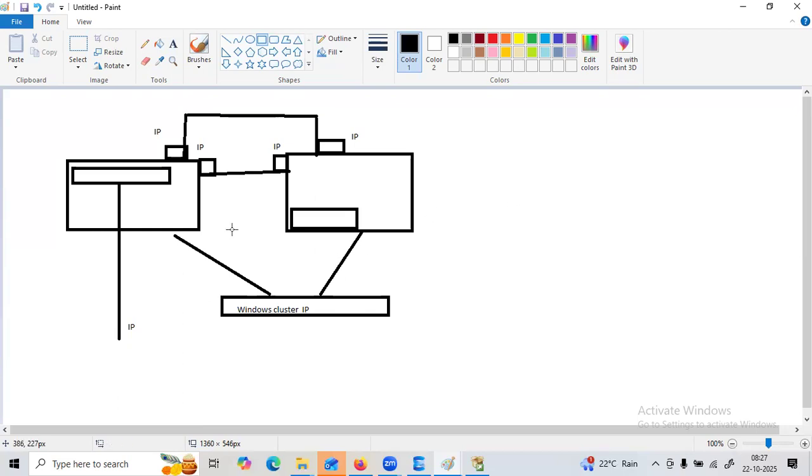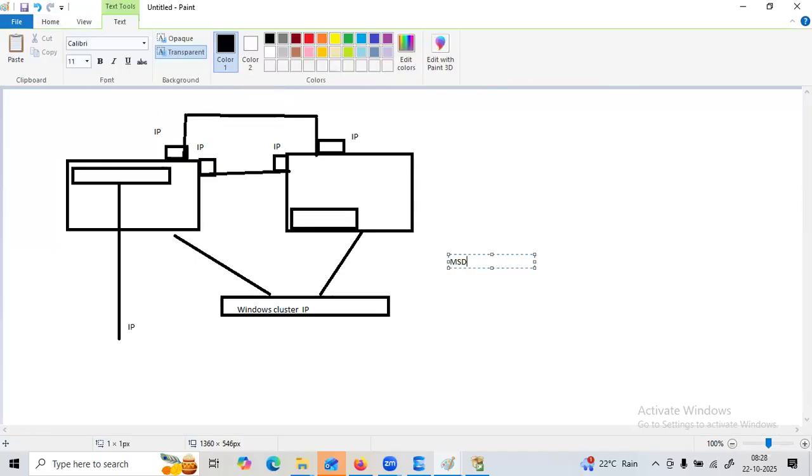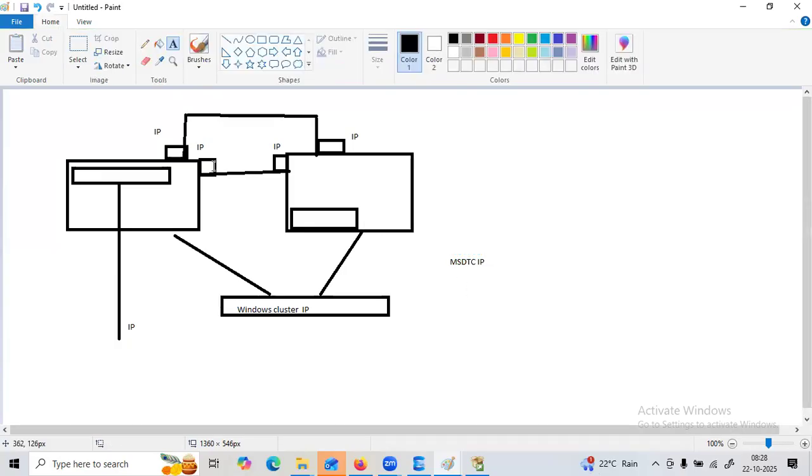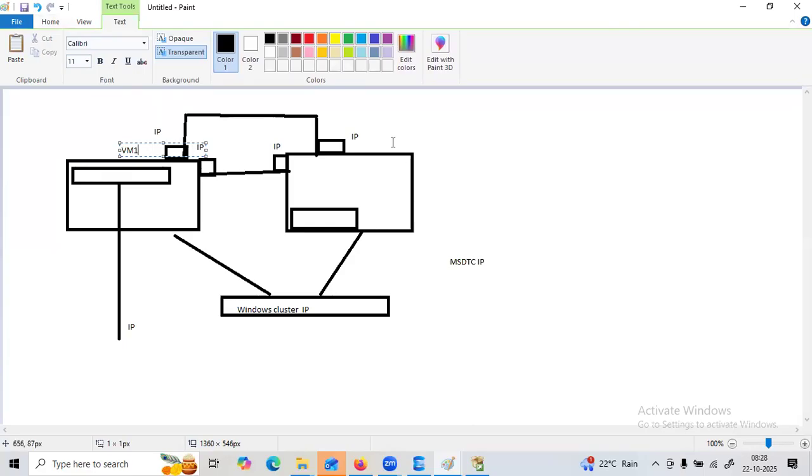So this setup we can call active passive. In the active passive two node cluster, how many IP addresses do we require? 1, 2, 3, 4, 5, 6. And we have one more called MS DTC. For that also we require one IP address. This is optional, MS DTC. So in this two node cluster, we install SQL Server on one computer, and that SQL Server we add to the other computer. So this setup we call active passive.